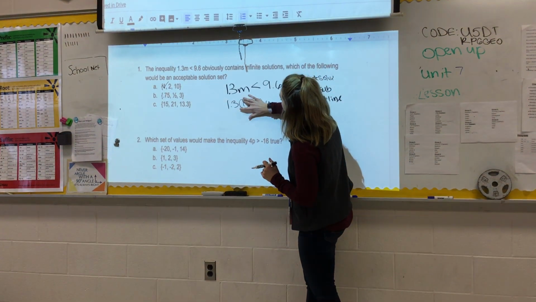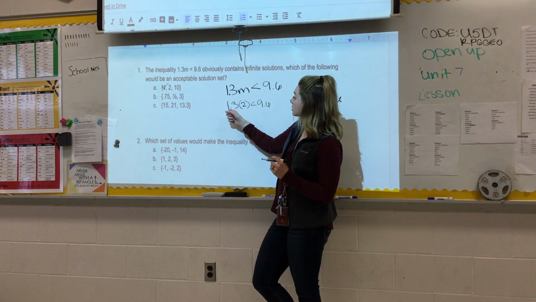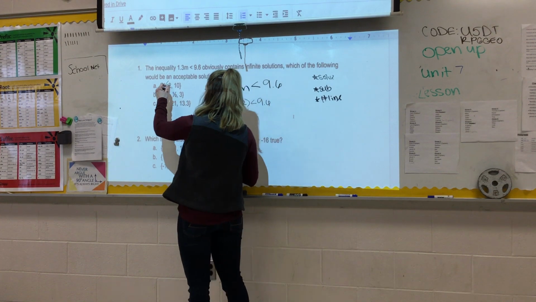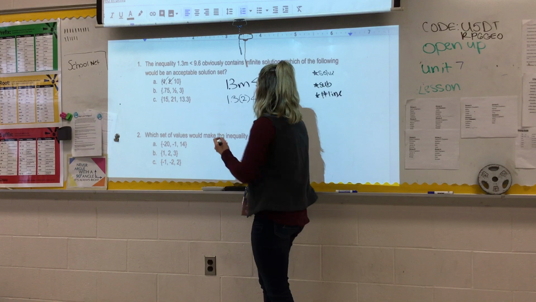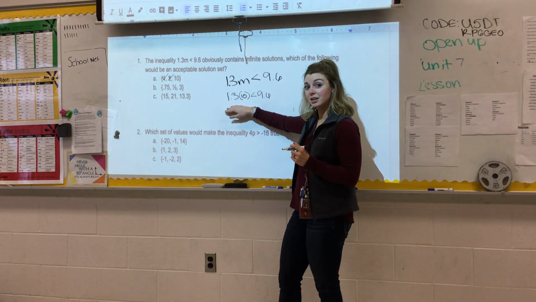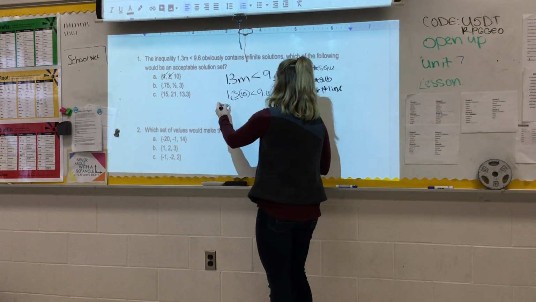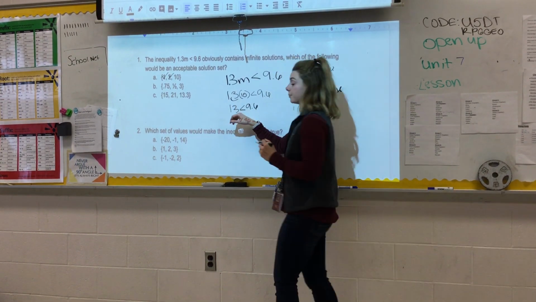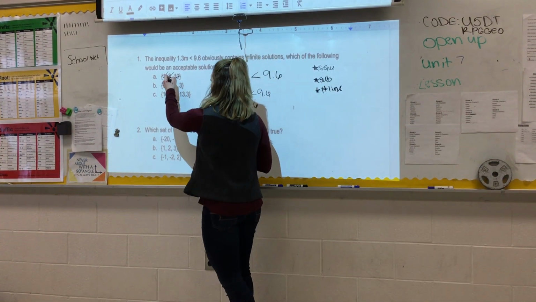If we change that to a 2, which is the next number in our solution set, we get 1 3/10 times 2, which is 2 6/10, which is still less than 9.6, so that works. Then if we try the next solution in this solution set, we do 1 3/10 times 10. And remember, when we have a decimal like this, all we have to do when we multiply by 10 is move it 1 to the right. So then we have 13 is less than 9.6. And is this true? Absolutely not. So 10 would not work.